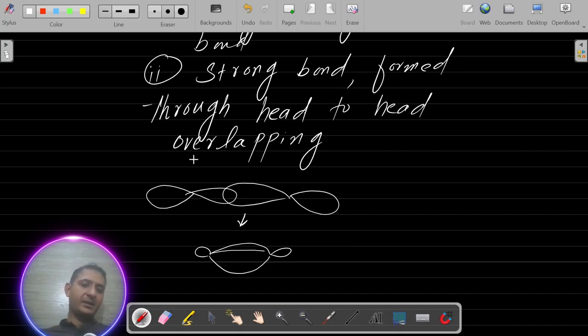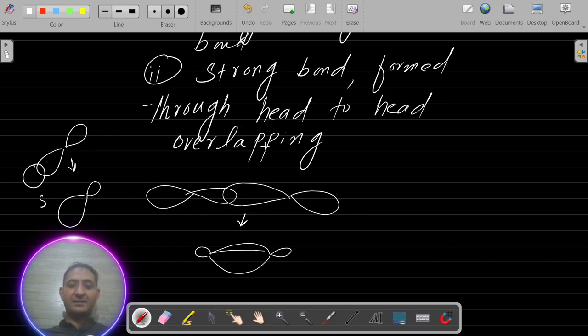And keep in your mind, s will never make a pi bond. For example, if we have this s orbital, and it is overlapping with this py, s and py, s never makes a pi bond. S always makes a sigma bond. Okay, so we will get this. For example, this is the resultant, a bigger lobe and a smaller one. So this type of bonding is known as the sigma bond.